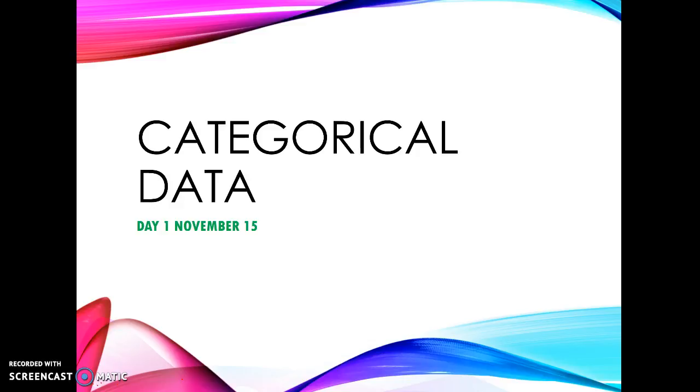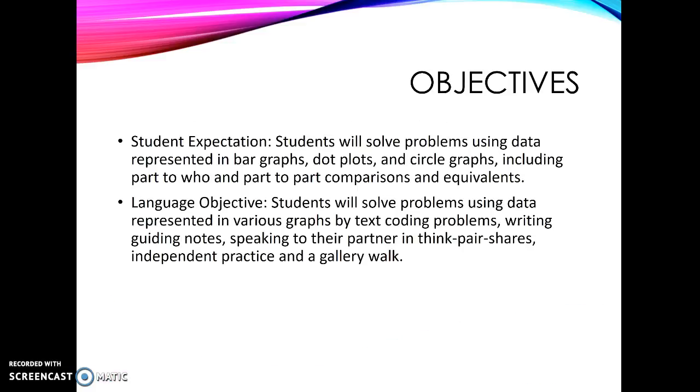Today, though, we're going to go over categorical data. So categorical data is where we're looking at graphs like dot plots, circle graphs, bar graphs, and just drawing conclusions from the information that we see in graphs. So you guys started to learn these concepts last year, but we're going to dig a little deeper this year.